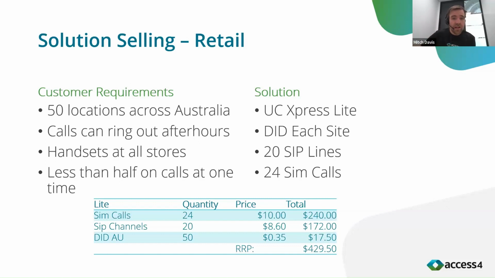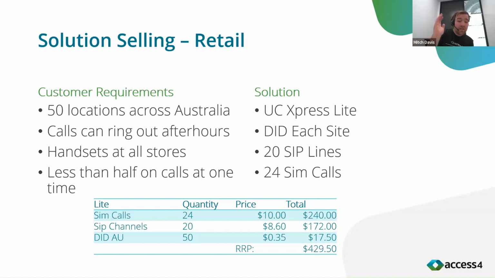Each site still needs a DID, of course. Every site has its own phone, though, and they don't need a lot of calls at any one time. Out of 50 sites, maybe 20 of them are on a call at one time. That's probably a stretch for most retail locations. And then within that, 24 simultaneous calls gives them some bit of expansion to call between stores and things like that when they need to.